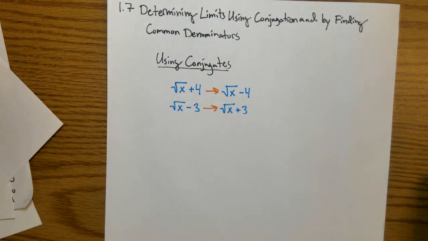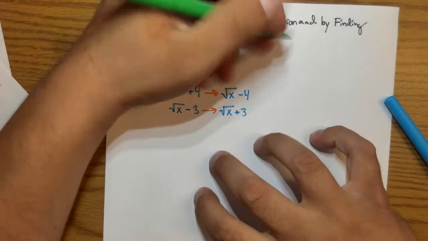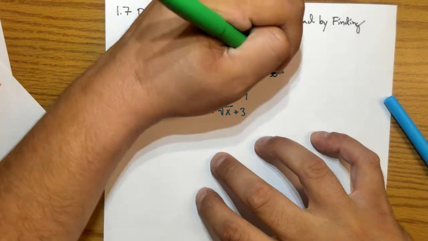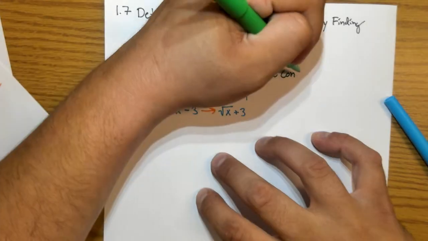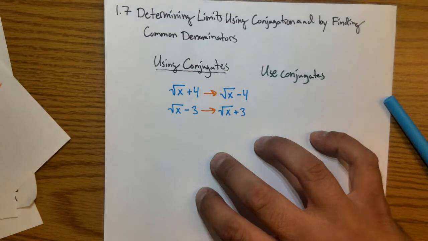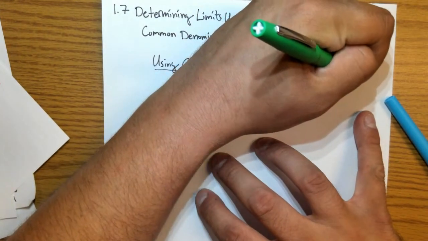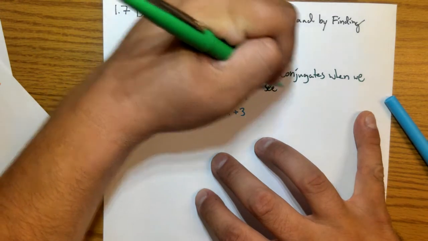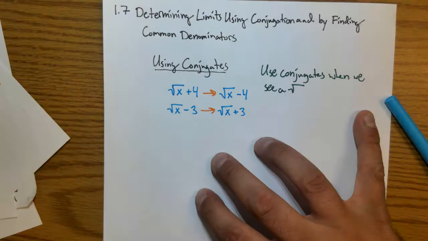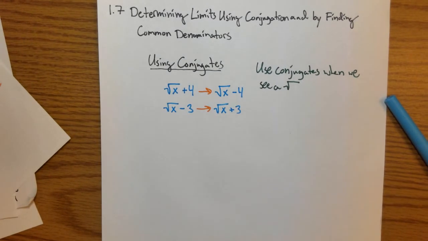So when do we use conjugates? We want to use conjugates when we see a square root, or a radical. Okay? So let's go through some examples.